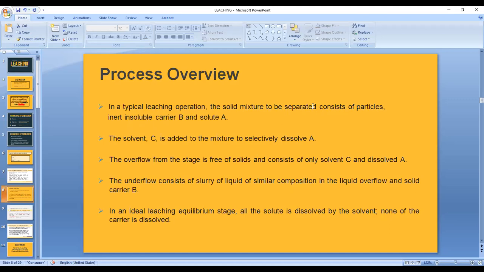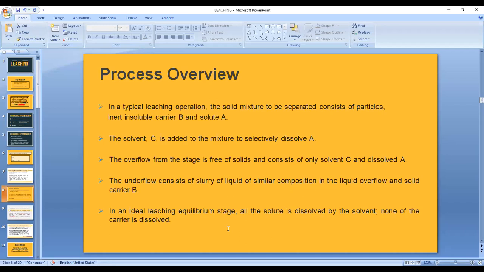The overflow from stage to stage is free of solids and consists only of your solute and your solvent. The term overflow is used when you're using thickeners, in the case of continuous leaching. The underflow consists of the slurry of your inert solids and the liquid, in which the composition is similar to that in the overflow. So the underflow consists of the slurry of liquid of similar composition to the liquid overflow and the solid carrier B. So your solid goes in your underflow.